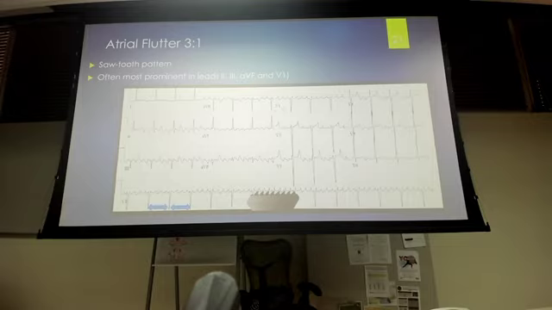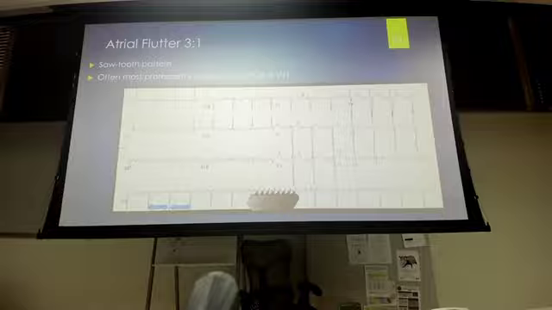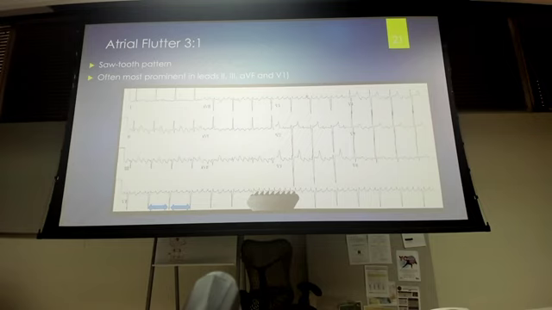Let's look at V1. When you look at V1, do you kind of see what it looks like? You would say U. That's a flutter wave. It looks like waves. If we go down here to 2, 3, and aVF, what you can tell in between is that you don't know, is this a T wave, is this a P wave? There's nothing clear. That's your first indication: why don't I see something that makes sense to me?